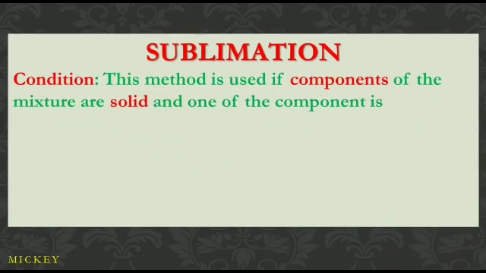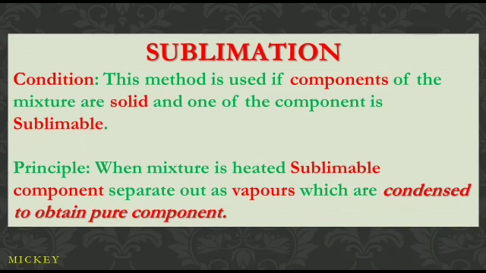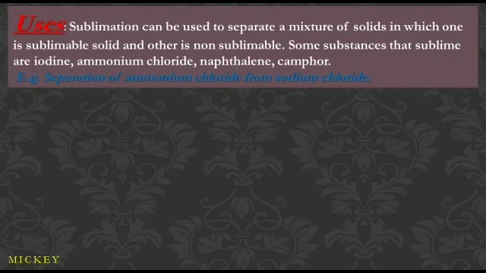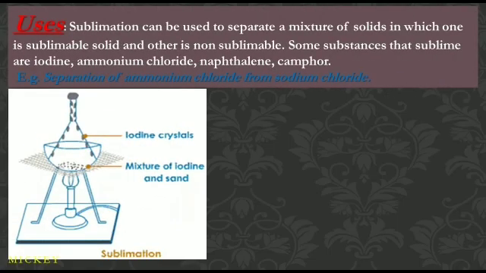Sublimation is the very next technique we will study. It is basically used to separate components of the mixture in a scenario when one is a solid and the other component is sublimable. That means it will directly change its state from the solid state to gaseous state. It is very simple. When you heat the mixture, the sublimable component will separate out as vapors. These vapors are condensed to obtain pure components. It is used to separate a mixture of solids in which one component of that mixture is sublimable. For example, separation of ammonium chloride from sodium chloride.